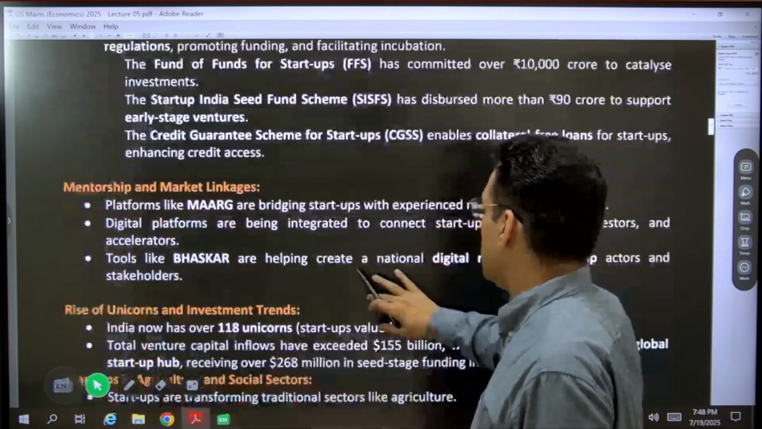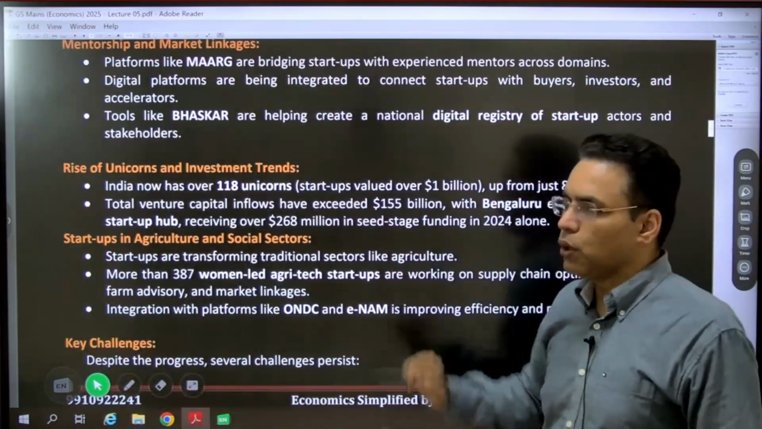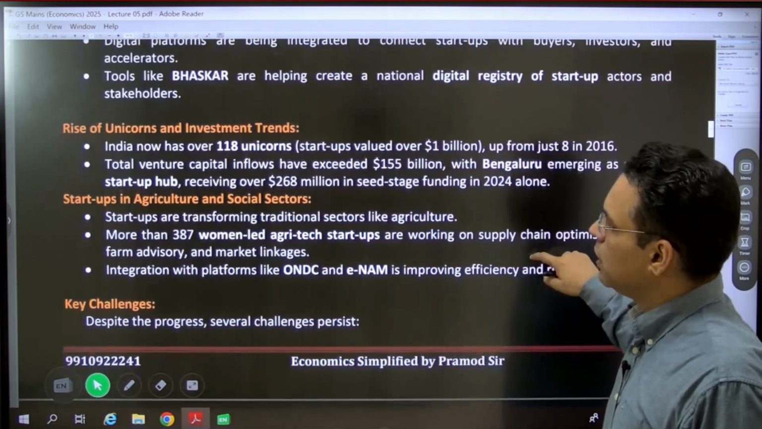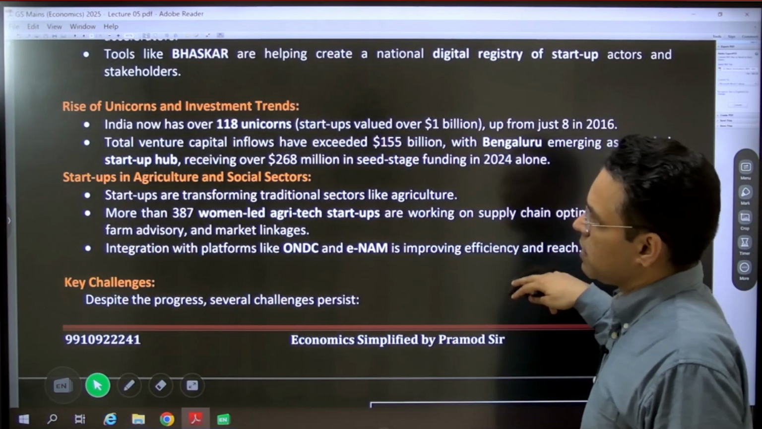Tools like Bhaskar are helping to create a national digital registry of startups. India has 118 unicorns. Unicorn means more than $1 billion valuation. From 2016, total venture capital flows have exceeded $155 billion with Bengaluru as a hub.